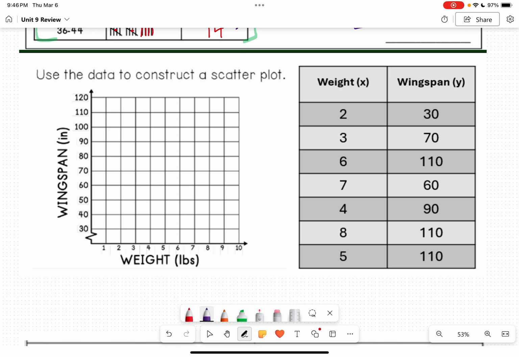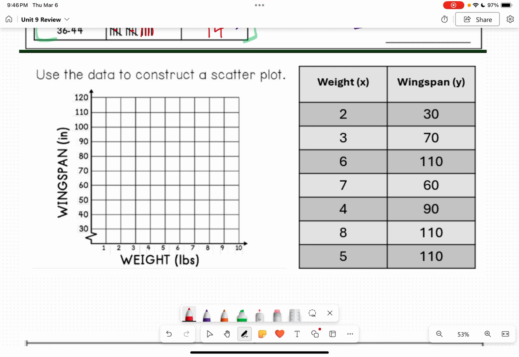Use the data to construct a scatter plot. So I'm also going to have you do this problem by yourself because we've already done maybe 2 or 3 like this, and we also had practice yesterday. So you should be able to do this by now. All you're going to do is go right and up, right and up, or run and jump, whichever you prefer.